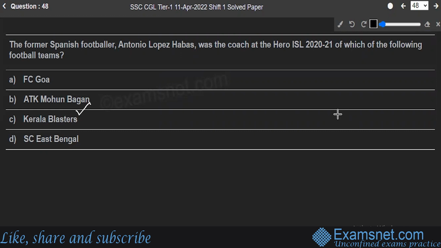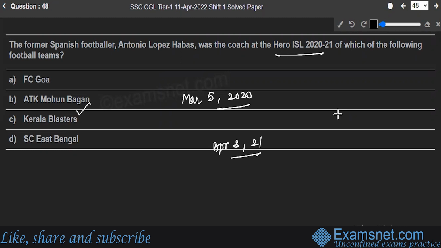The former Spanish footballer Antonio Lopez Habas was the coach at the Hero ISL 2021 of ATK Mohan Bagan. He is a former defender and manager in the Spanish Professional Football League. On March 5, 2020, he signed with the newly created ATK Mohan Bagan. His team finished level with Mumbai City in the first stage of his debut season, but was pushed down to the second place on head to head points and lost the final 2-1. He agreed to a 1 year contract extension on April 3, 2021. After a string of bad outcomes, Lopez resigned on December 18, 2021.